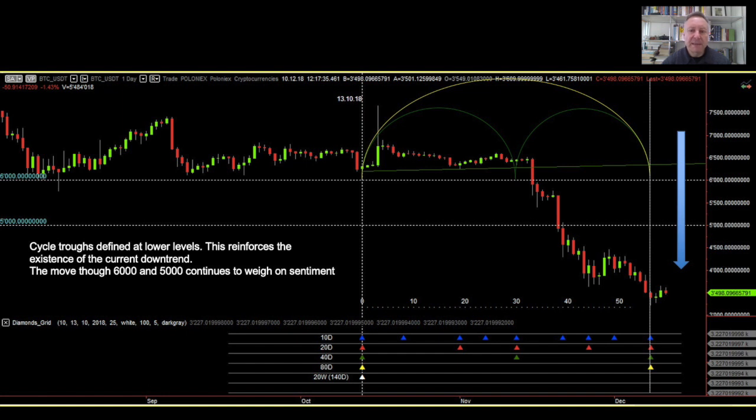From a cycle perspective, the fact that the various cycle troughs, be it the 10-day cycle, 20-day cycle, 40-day cycle, etc., all continue to find their respective troughs at lower prices, is just another element that reinforces the underlying bearish trend in the market.